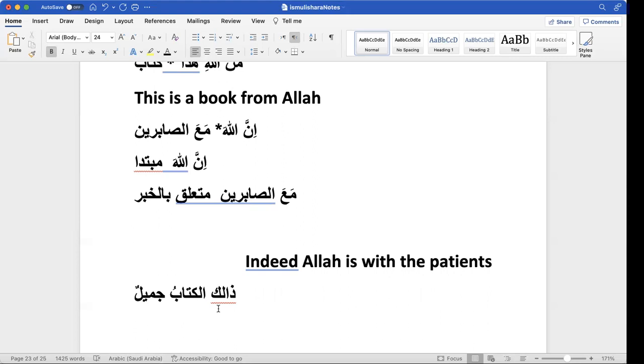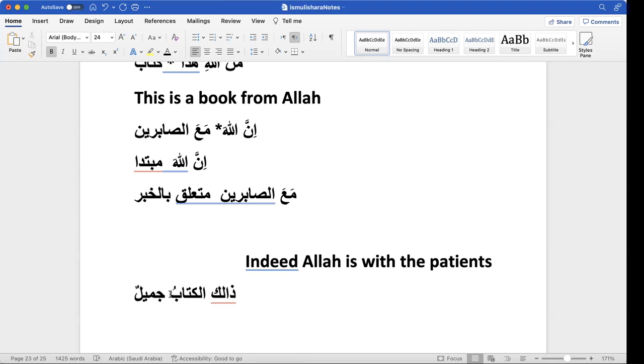Number 2, what will you try to find now? Its components. Mubtada. After Jumla Ismia, you find the mubtada, followed by khabar. Where is the mubtada? Zalika. Only Zalika? No. Basically this first marfu is not alone. It has come with al-kitabu. So this is an ismul ishara and musharun ilay combination.